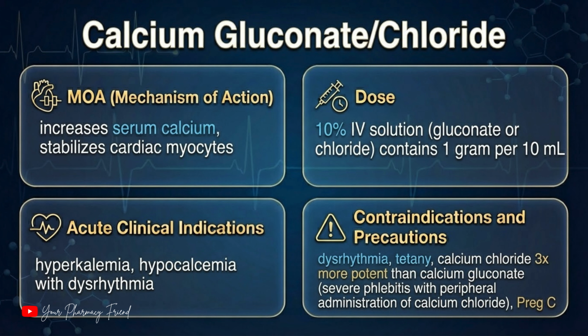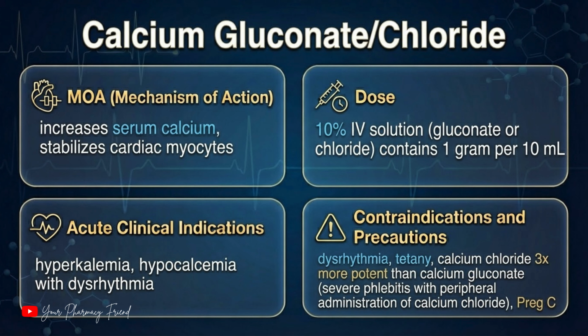Intravenous calcium is frequently used in the management of hyperkalemia, where it helps stabilize the myocardium and reduce the risk of cardiac arrhythmias, while other treatments are used to lower potassium levels. It is also used in cases of severe hypocalcemia associated with cardiac dysrhythmias, where immediate correction of calcium levels is necessary to restore normal cardiac function.